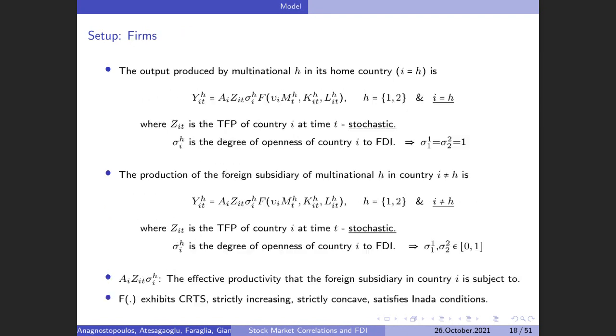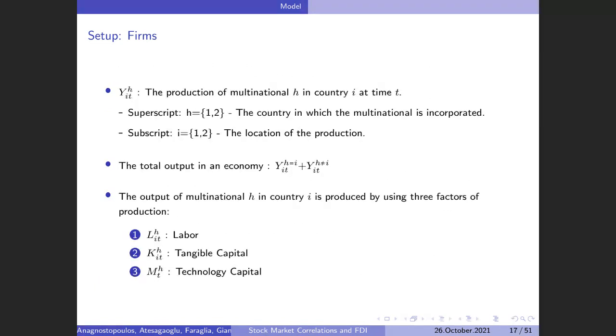Now, all right, let's talk a little bit about the notation. Y is the production of a plant. So the production of multinational H in country I. As I told you, the firm is represented in the superscript. So if this is a US firm, H will be US or whatever the indication of that is. And I, the subscript, is the destination. Where does this firm operate?